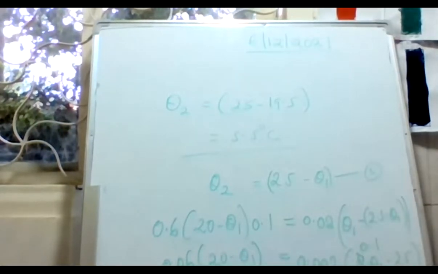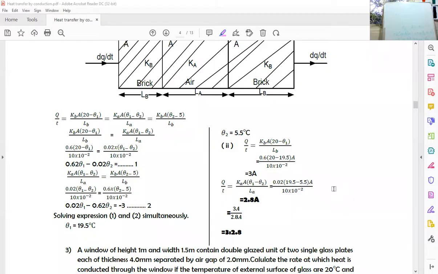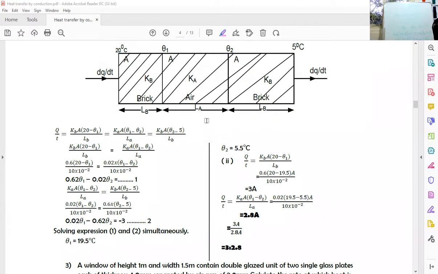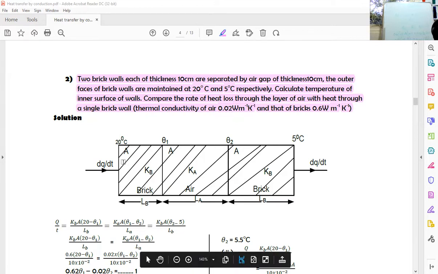The second part of this problem was, you can pause the video and make your notes, because I cannot wait for you to do that. Now it's asking us to calculate the temperature of the inner surface of the wall, and compare the rate of heat loss through the layer of air with that of the single brick. So now we want to compare. We're going to get the ratios. Remember that the heat rate here must be the same at steady state, so the values must be almost the same.